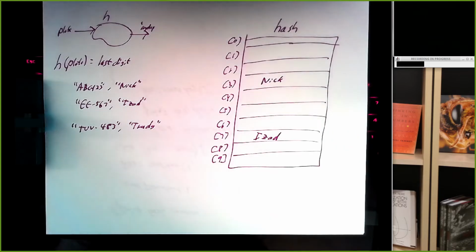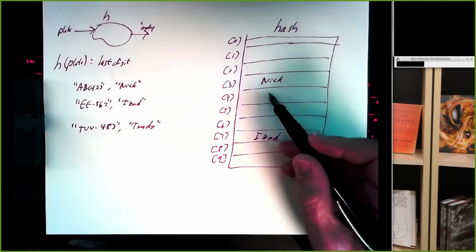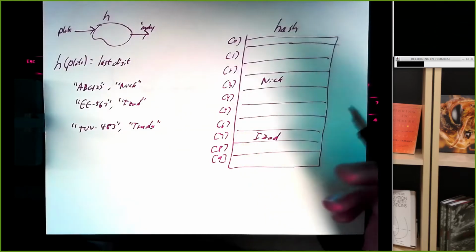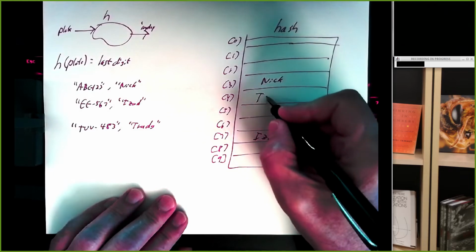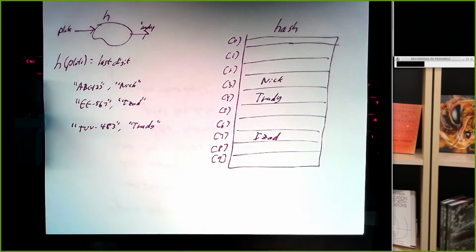And so one really easy way to manage this is to start looking for the next available spot. In this case, we could check the next spot, 4. That's free, so we can store Trudy there.